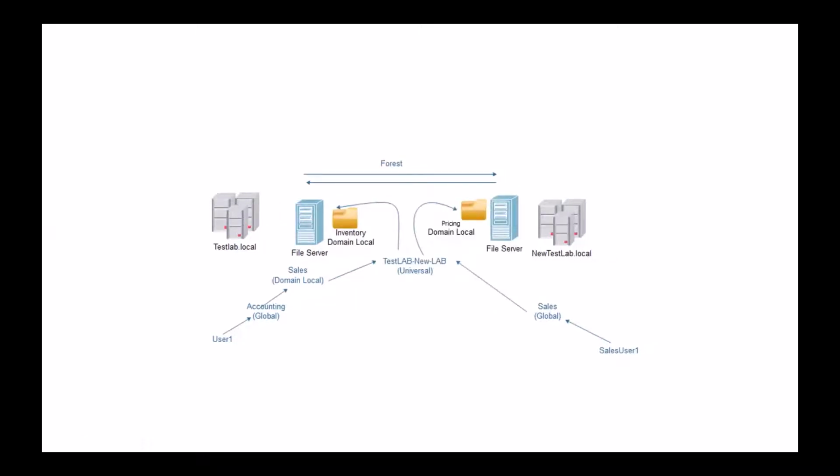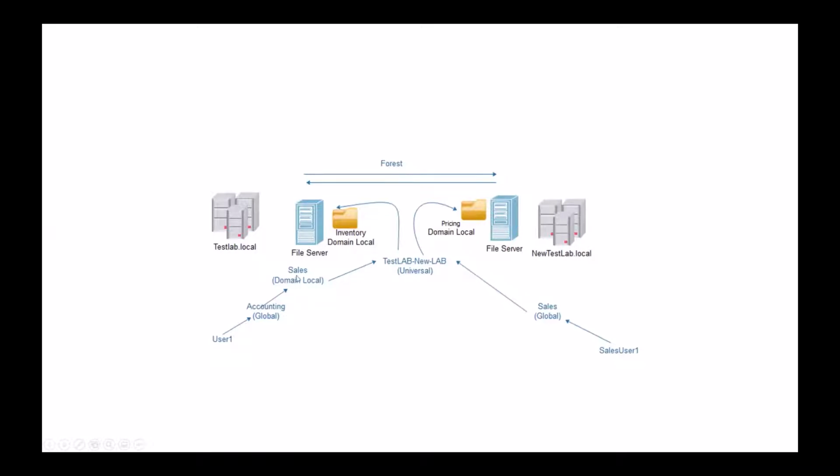Another example, a little broader, would be when we would actually take advantage of a universal group. So we've got a sales global group here that we're going to place into this universal group. And we've got the sales domain local over here that we're going to then place into this universal group. And on this particular domain over here, both the test lab and this test lab over here would have access to these resources here. Same goes for over here.